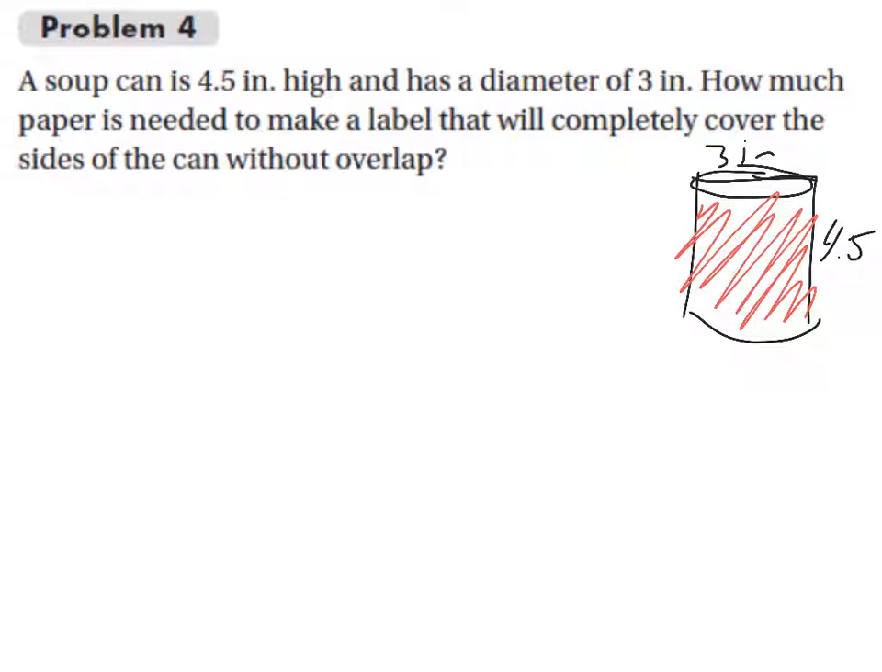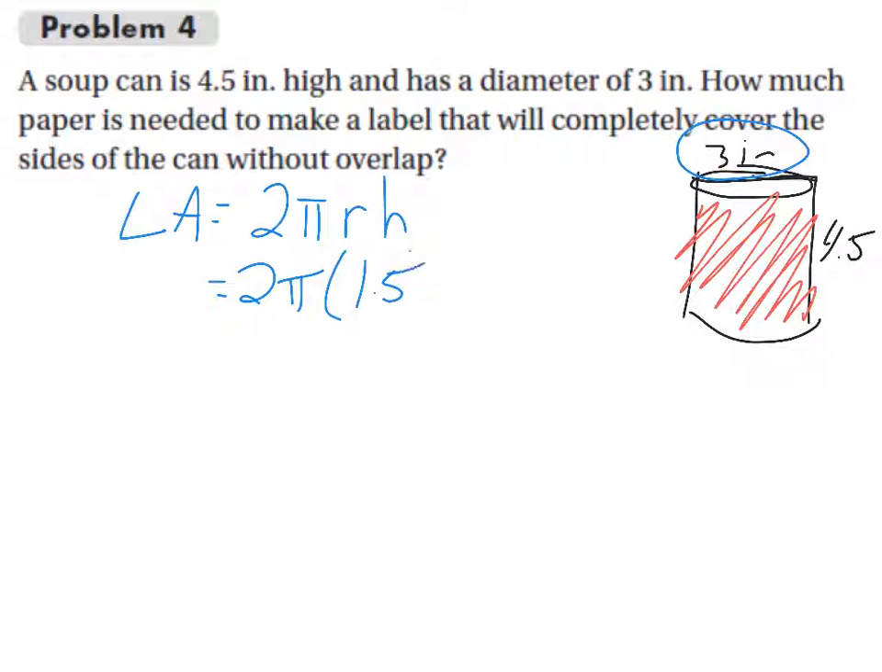So what that means is we're going to do lateral area. Okay, and only lateral area. Which again, our formula for lateral area is 2 times pi times my radius times my height. So when I plug values in here, I've got 2 pi. If my diameter is 3 inches, my radius is 1.5 inches. And then my height is 4.5 inches. And so what I'm going to do is type that all into my calculator. And when I do, I should get 42.39 square inches.